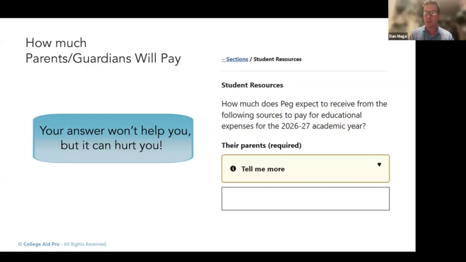Like a lot of answers on this form, it won't help you. It can only hurt you. This form is designed, you think, to help you, but really what it's designed to do is ask you a million questions. You get frazzled. You're up late at night trying to figure it out. You put a couple wrong answers in, and now they've got a great reason not to give you very much money.